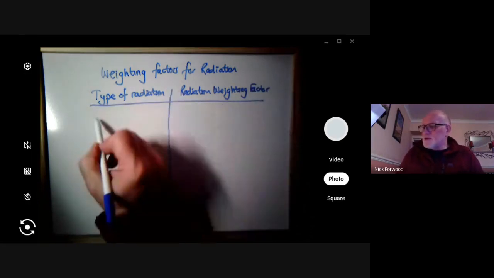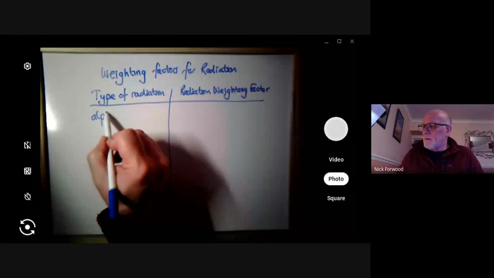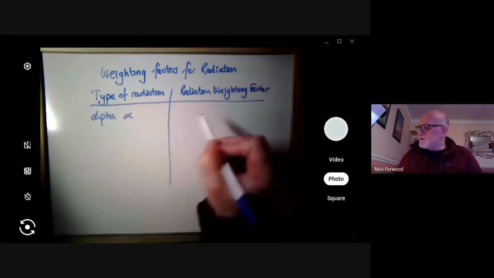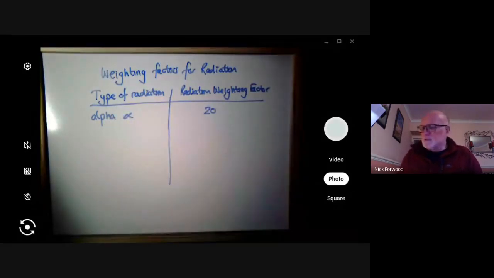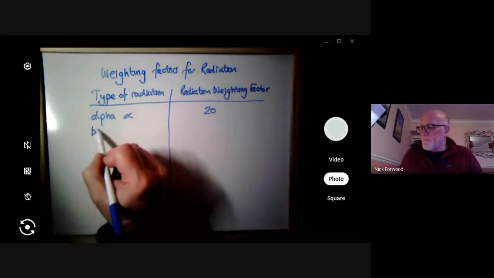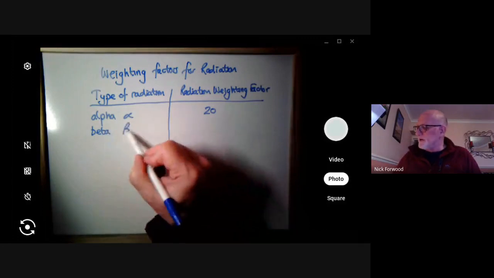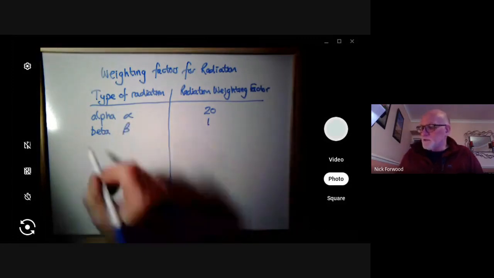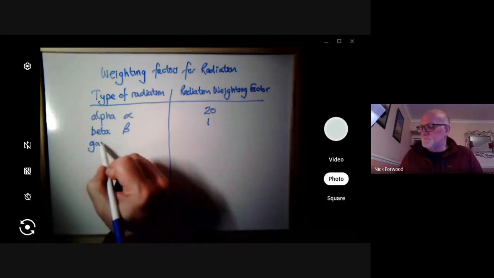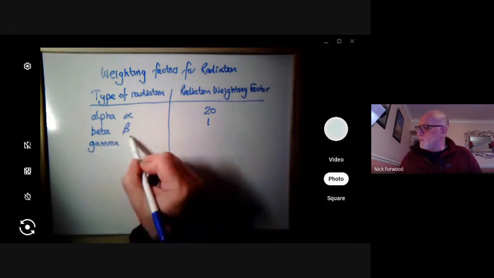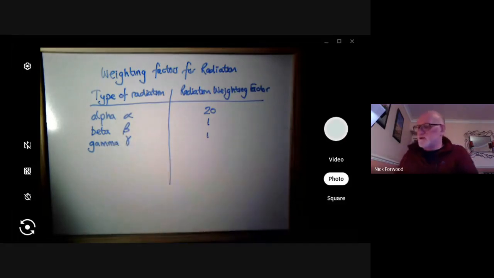So we've already mentioned alpha is 20 times more dangerous than beta. So if it's 20 times more dangerous, we'll give alpha the number 20 and we'll give beta the number 1. And then we'll also give gamma the number 1 as well. So alpha is 20 times more dangerous than beta and gamma. So these are common types of radiation that are around us all the time in terms of background radiation.